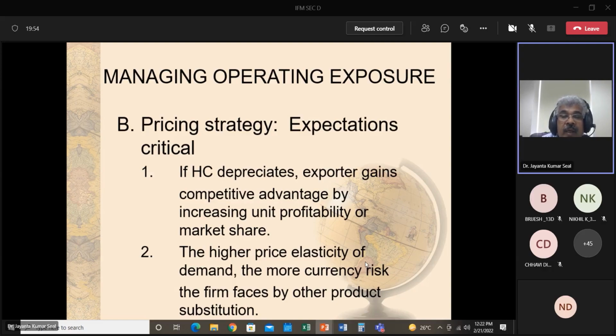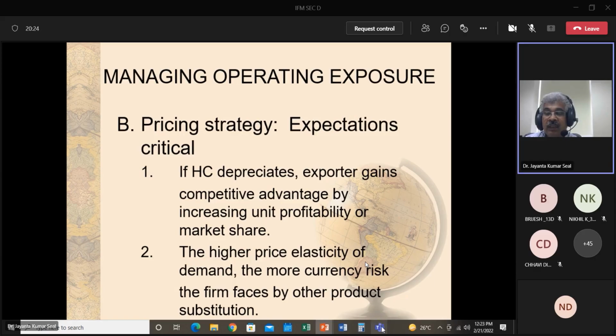So if home currency depreciates, exporters gain a competitive advantage by increasing unit profitability or market share. The higher the price elasticity of demand, the more currency risk the firm faces because of product substitutions. Okay, so that's clear. If the price is inelastic, there is no problem. If the price is elastic, naturally, people will not buy your product and they will buy either your competitor's product or they will go for a substitute.